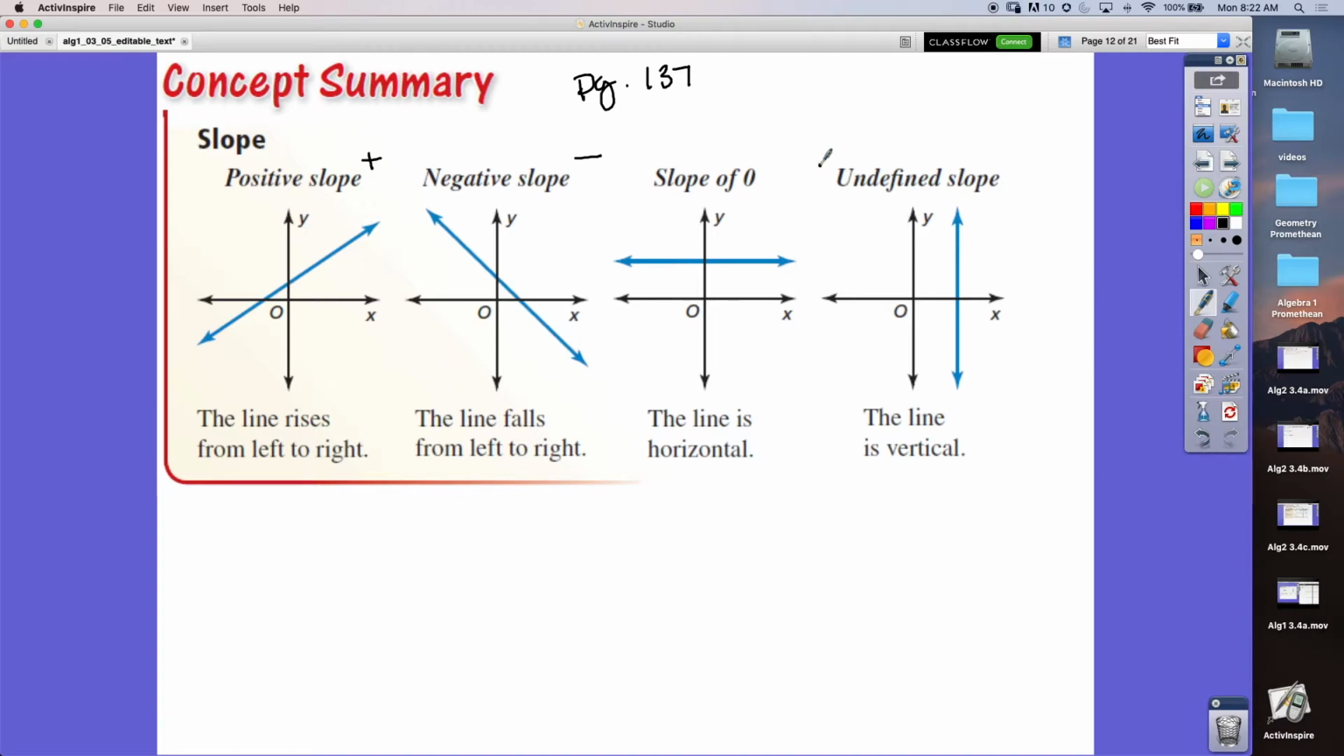So these two are super important. Don't get them confused. What I like to think about is that it takes 0 effort, if I were on a skateboard, to ride this line. If I were on a skateboard, it's impossible for me to ride this line. So I would call that undefined slope. That's just a quick way to remember it.